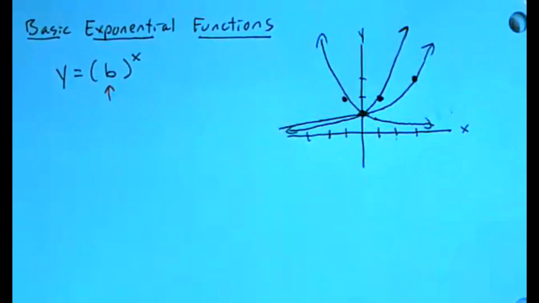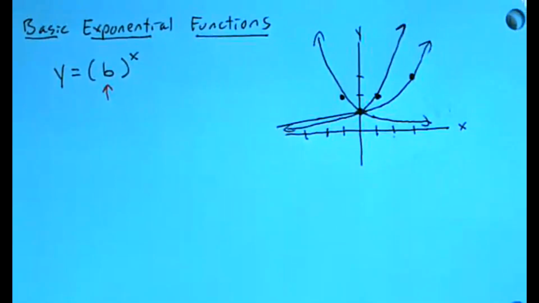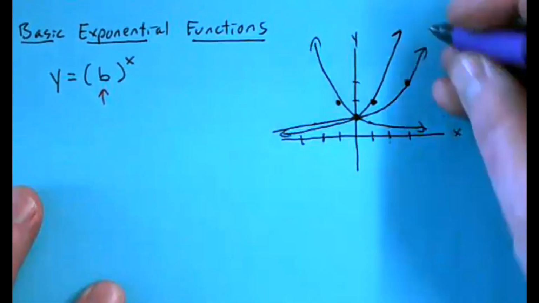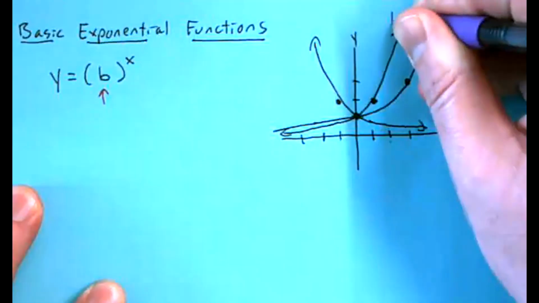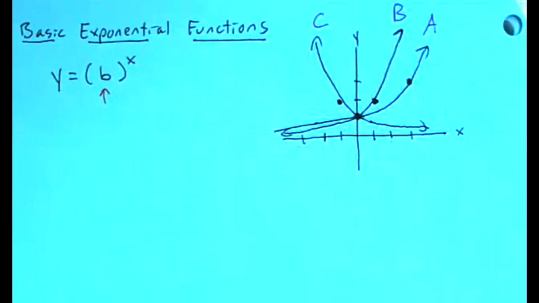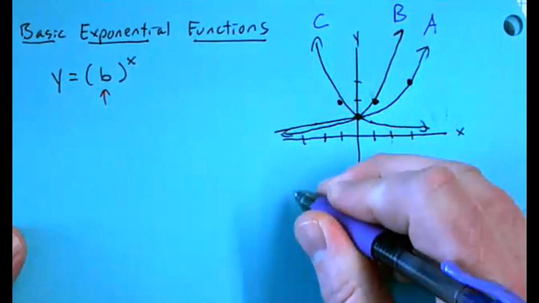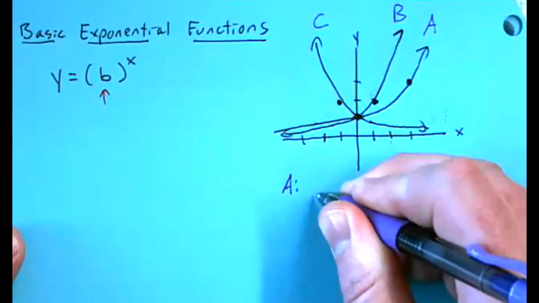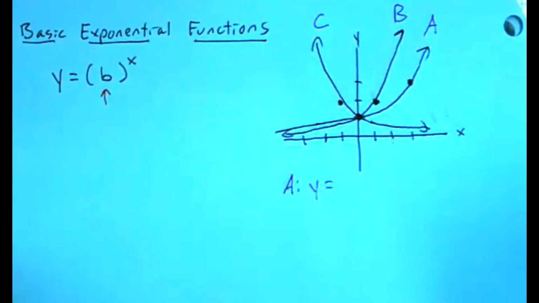So if you guys all graph those in your notes, let's label these. I'm going to label, I don't know, A, B, and C. And I would like for us to go ahead and write some equations. So could I get a volunteer to read me your equation that you put into Desmos to get it to match up with A? Anybody want to volunteer for A?